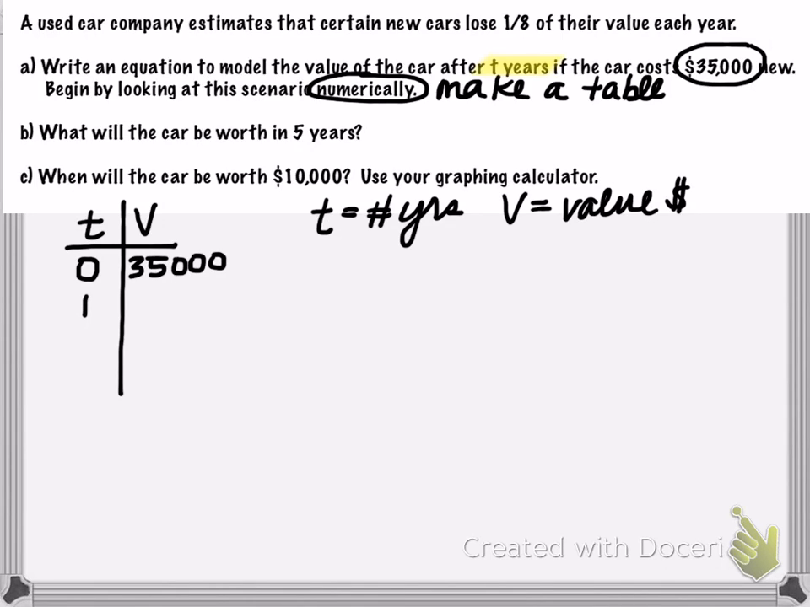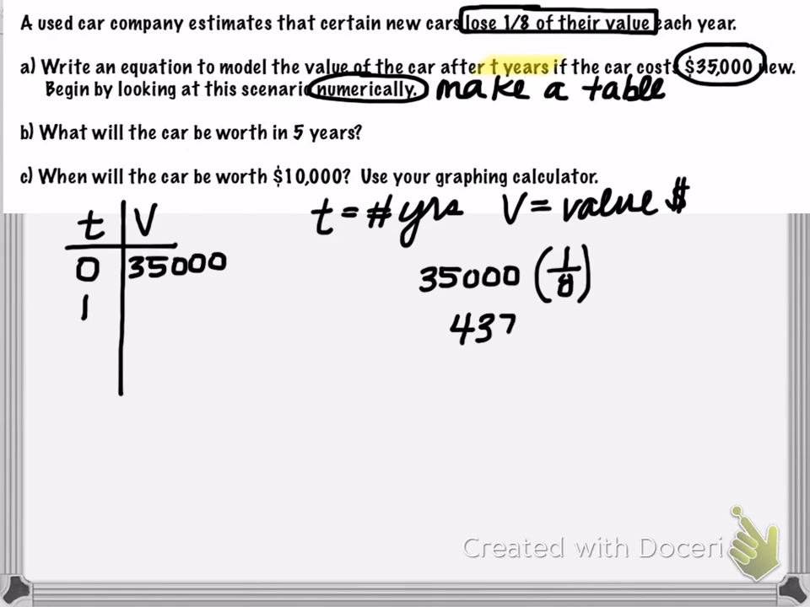So now we want to figure out what the car's value is after 1 year. 1 year after we've owned it. Now what's the value of the car? And it's losing 1/8 of its value each year. So grab your calculator and let's number crunch a little bit. If we're losing 1/8 of our value, you might start by taking the $35,000 and multiplying by 1/8. But if you go ahead and do that, 35,000 times 1/8, we'll have 4,375. This is not the car's value.